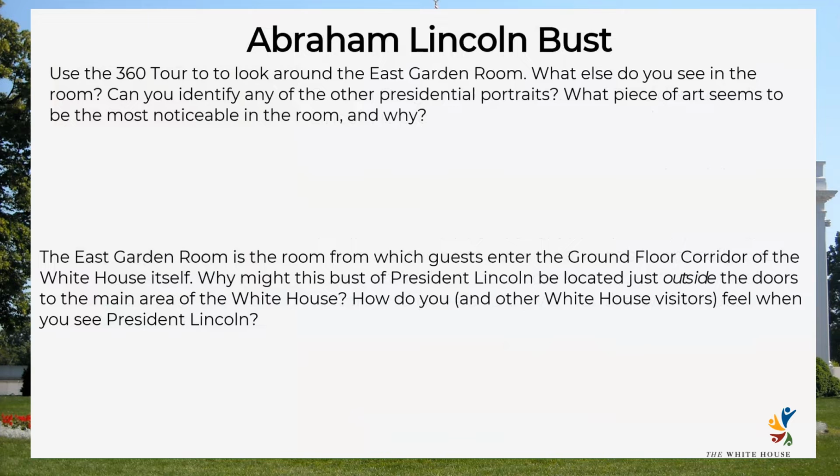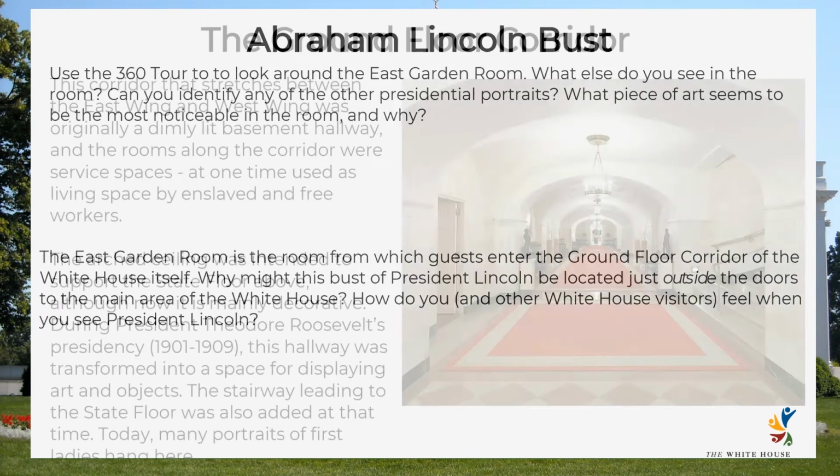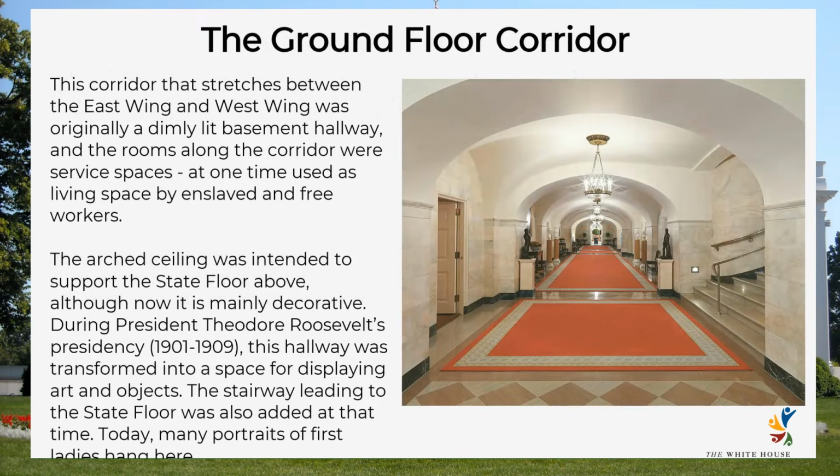Can you identify any of the other president portraits? What piece of art seems to be the most noticeable in the room and why? The East Garden Room is the room from which guests enter the ground floor corridor of the White House itself. Why might this bust of President Lincoln be located just outside the doors to the main area of the White House? How do you and other White House visitors feel when you see President Lincoln? So those would be really great questions that have to do with that artwork.